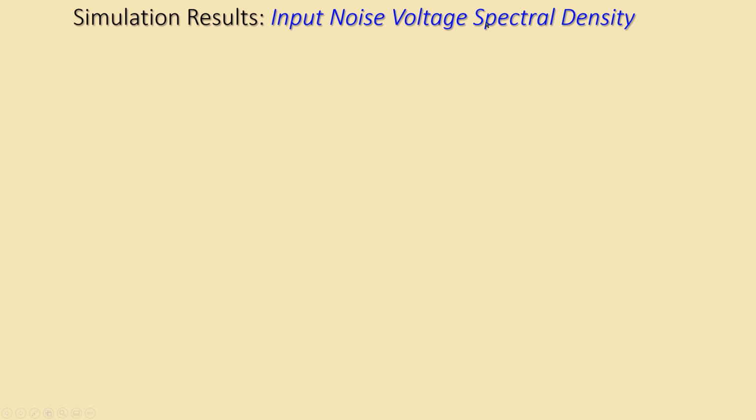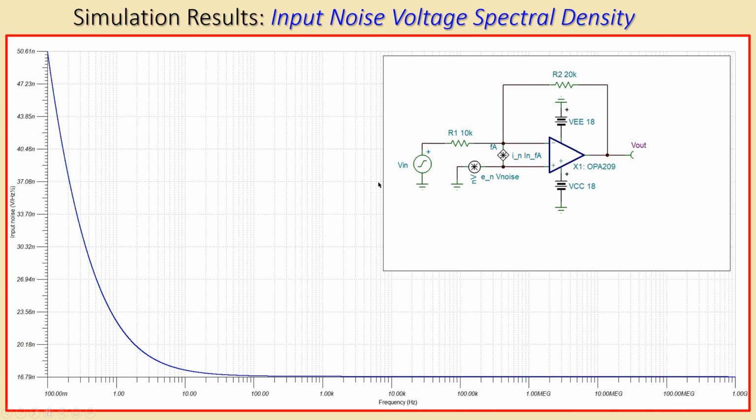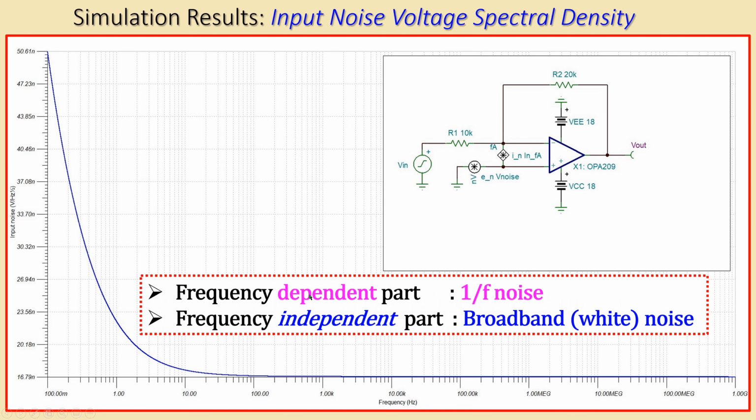Now let's also look at the input noise voltage spectral density. And again, we see that the shape of the input noise voltage spectral density has the 1/f noise part, and also the part which is then constant. So that's also confirmed here. You can see the frequency dependent part is the 1/f noise, which is this part. And then at some point, let's say at 1 kilohertz, you can see it starts to level off and it doesn't change its value. So we have then the frequency independent part, which is then the broadband or the white noise part.